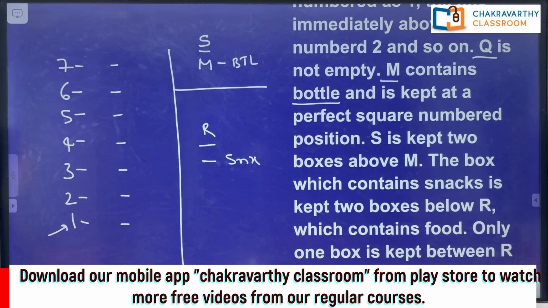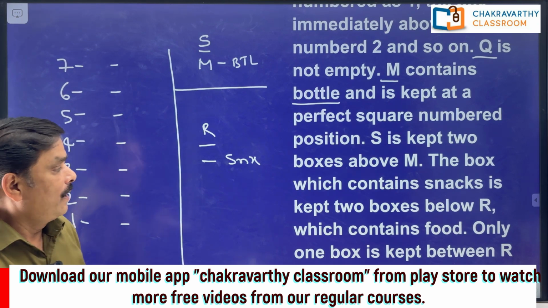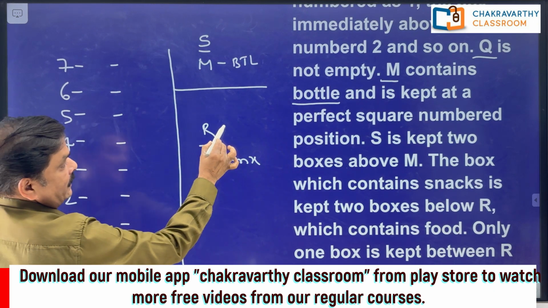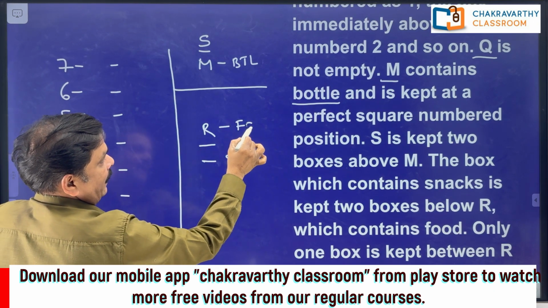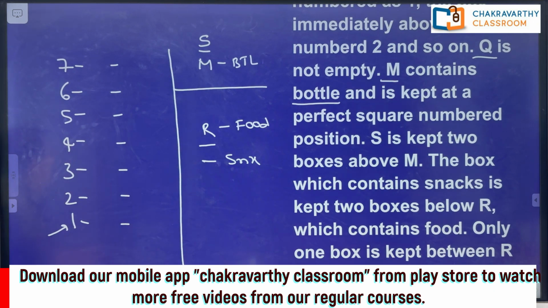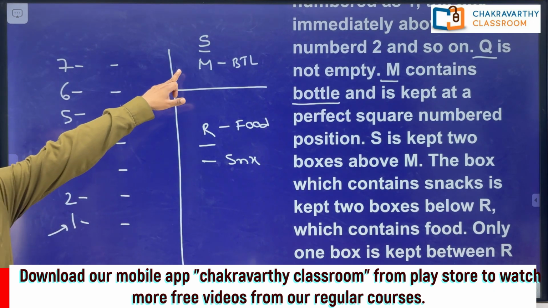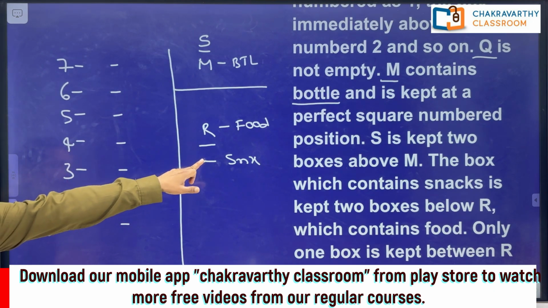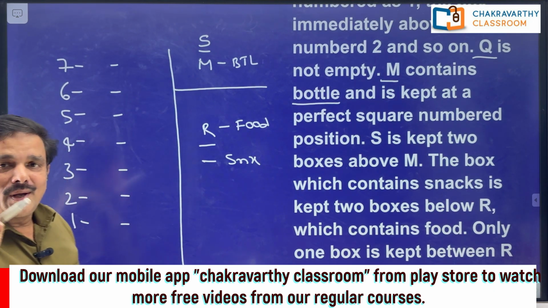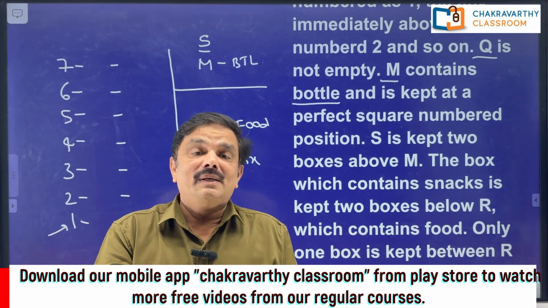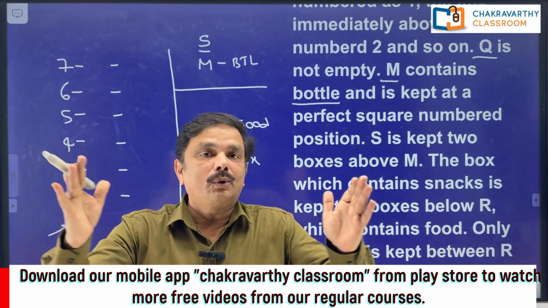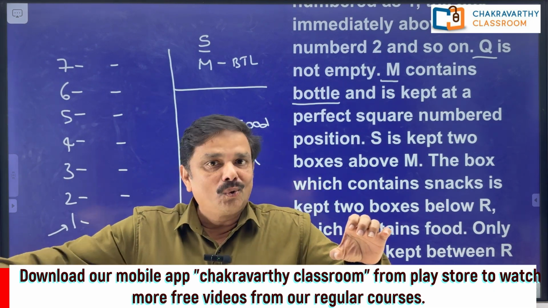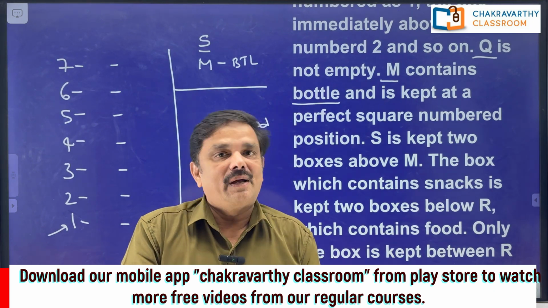I'm writing S and X. Hope all of you are following this one. All right, below R which contains food. That means R contains food. Very, very good information. But students, see, I cannot bring either this information directly onto the chart or this information. Still more connectivity is required. That means I still need more data to get some clue after combining the clues available for me.